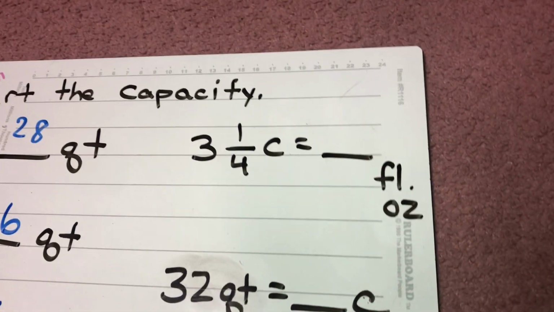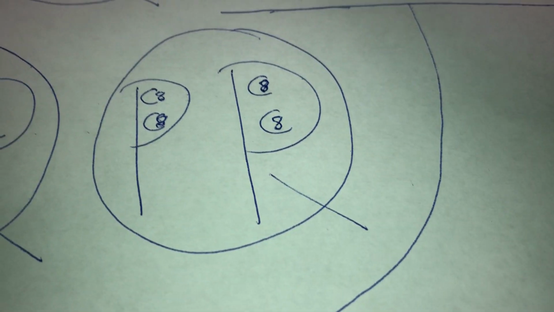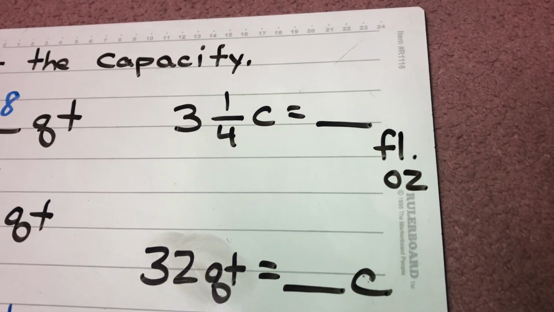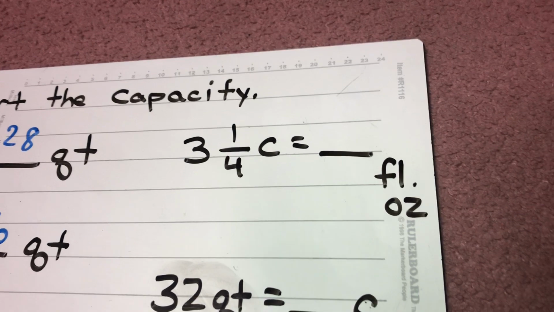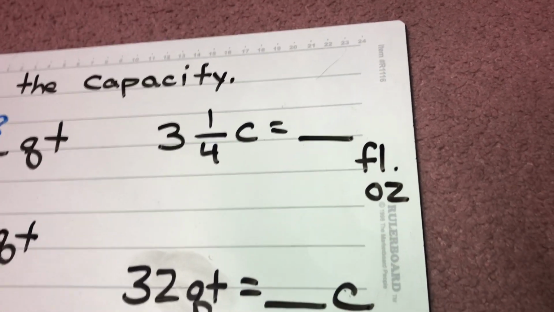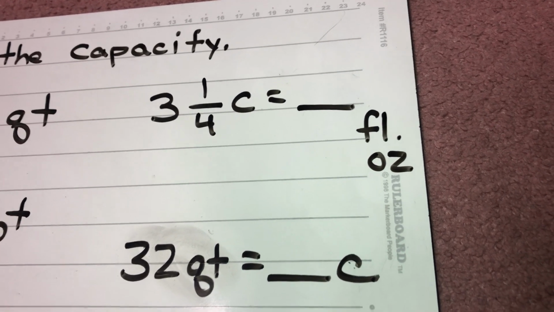All right, moving right along. 3 1/4 cups equals blank fluid ounces. Well, if I go back to my chart and I focus in, I remember that 8 fluid ounces makes 1 cup. But I have 3 1/4 cups. Now, 1 cup is bigger than 1 fluid ounce. So going from cups to fluid ounces, my measurement is getting smaller, which means my number is getting bigger, which means I'm going to multiply.